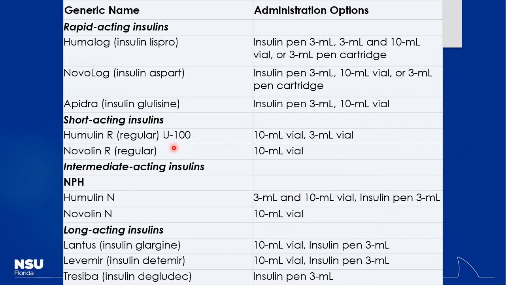Okay. And then we have things like the NPH, these are going to be more intermediate acting. So if you ever see an N on an insulin, that just means it's going to be the NPH intermediate acting form. And then we have the long acting like Lantus, Levemir, and then Tresiba. So these are going to be your very long acting, typically given 1 time a day, maybe twice a day, very rarely, but for the most part 1 time a day dosing. Okay.